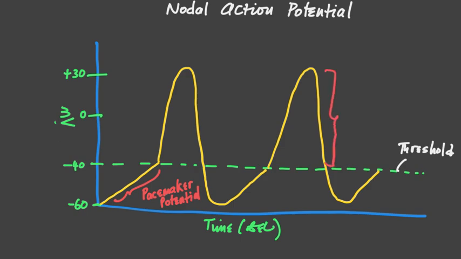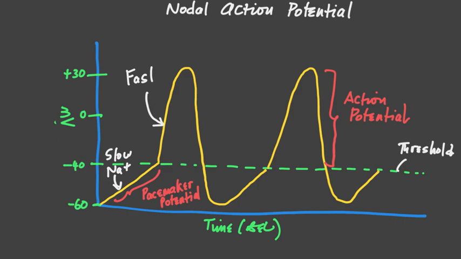So the action potential has a depolarization phase and a repolarization phase. The depolarization phase is caused by calcium, and the repolarization phase is caused by potassium. So let's review this. The pacemaker potential is caused by slow sodium inflow, depolarization by fast calcium inflow, and repolarization by fast potassium outflow. Together we have an action potential.